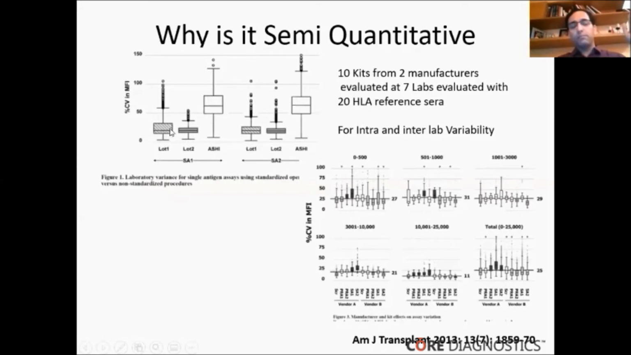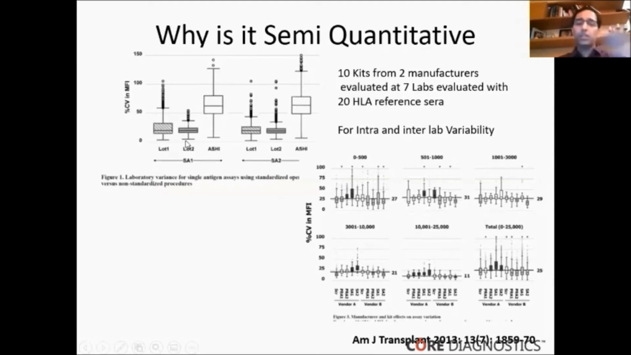These boxes with the lines are the ones with the standard operating procedures that were made specifically for this study. That decreased the variability from about 50% from whatever the lab had as their standard protocols to the protocols that were standardized across all the labs, to about 20-25%.